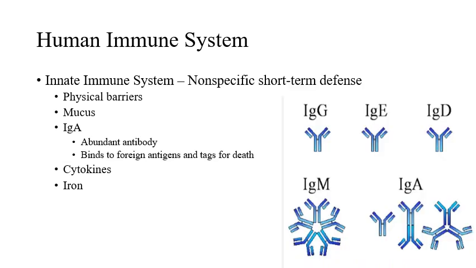IgA is an abundant antibody found in the human immune system, one of the most abundant antibodies, remember, and it basically binds to all kinds of foreign antigens and tags them for death. It just binds broadly to things that are not you and tags them for death. So it's very non-specific, but it's non-specific to stuff that isn't you. It wouldn't be very helpful to have IgA floating around that binds to self cells, because that's how you get an autoimmune disease.